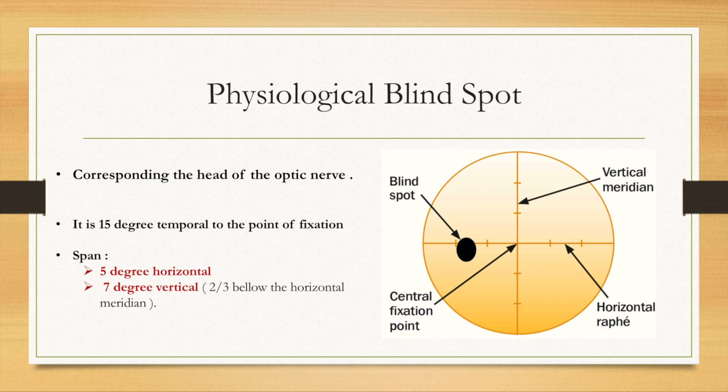The span of the blind spot is 5 degrees horizontally and 7 degrees vertically, and about two thirds of the blind spot is below the horizontal meridian.